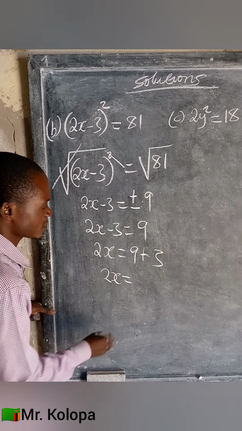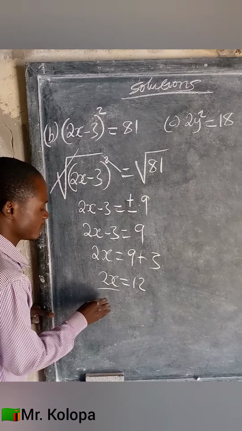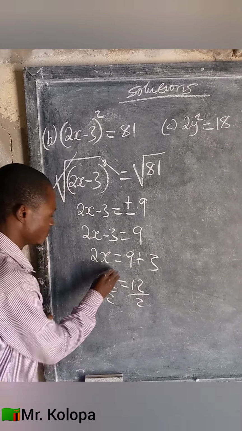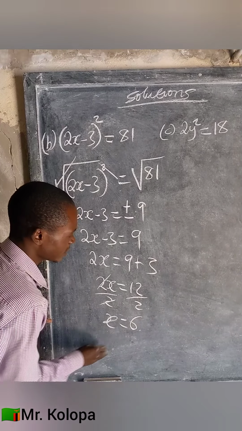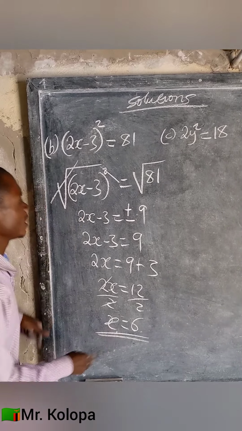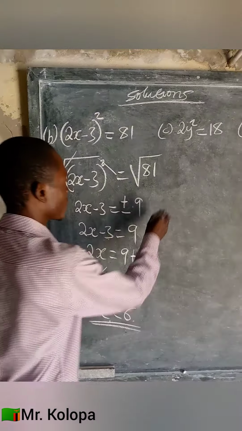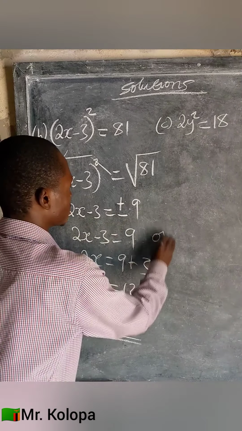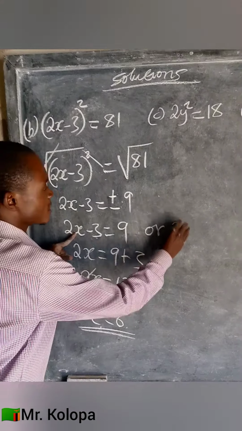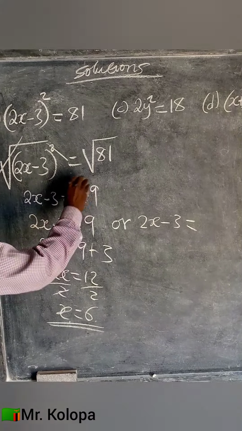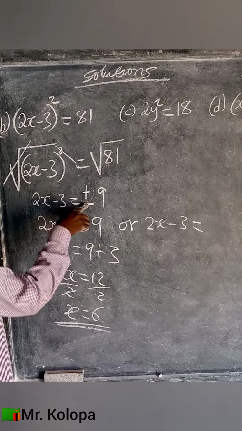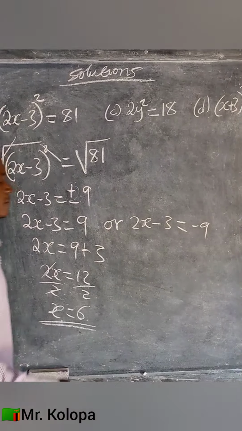2x is equal to what? 12, over 2, over 2. So we are done. This into that, you get the 6. So the x is equal to 6. So the other one now, you say 2x minus 3 is equal to, there we are the positive 9, now we are going to have negative 9.